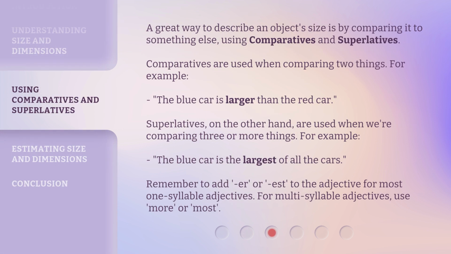A great way to describe an object's size is by comparing it to something else, using comparatives and superlatives. Comparatives are used when comparing two things. For example, the blue car is larger than the red car. Superlatives, on the other hand, are used when we're comparing three or more things. For example, the blue car is the largest of all the cars.